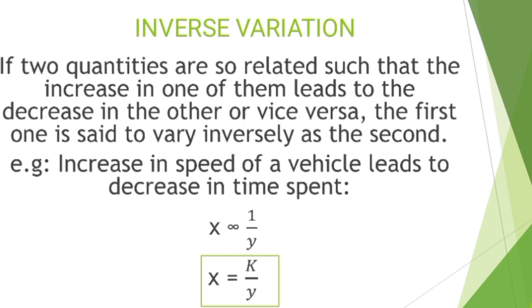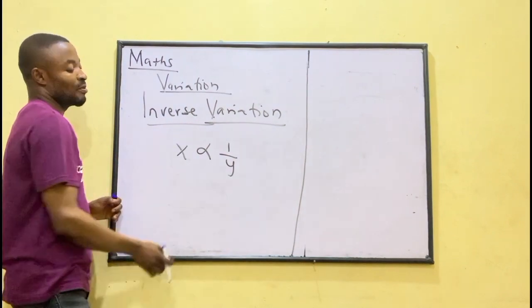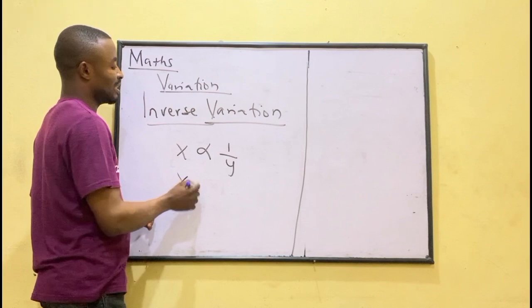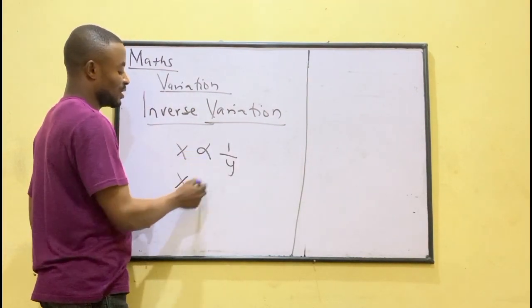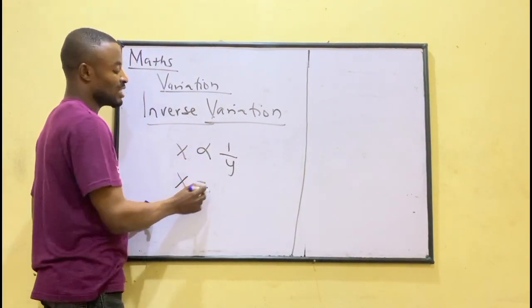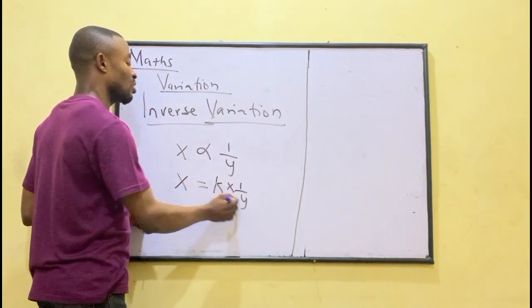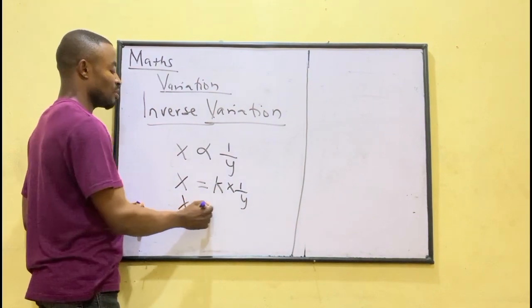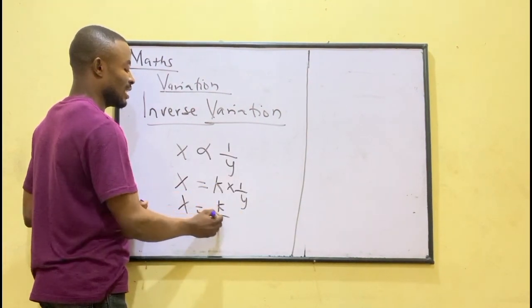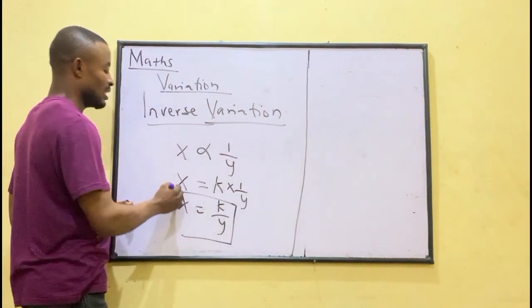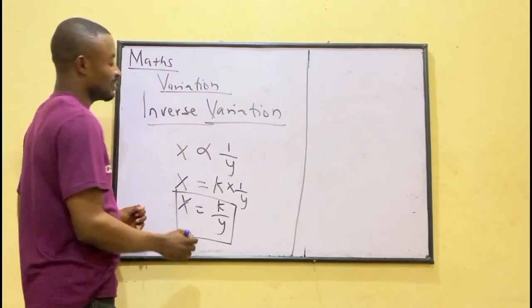So in inverse variation, we have that x varies inversely with y. We are using x and y to represent the quantities we are talking about. So just like we did in direct variation, when you remove the sign of proportionality, introducing a constant and the equality sign, this is like 1 over y. So this is now equal to k times 1, which gives you k, over y. So this is the kind of thing you see in inverse variation.